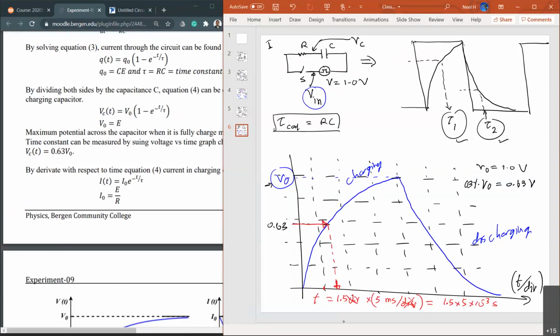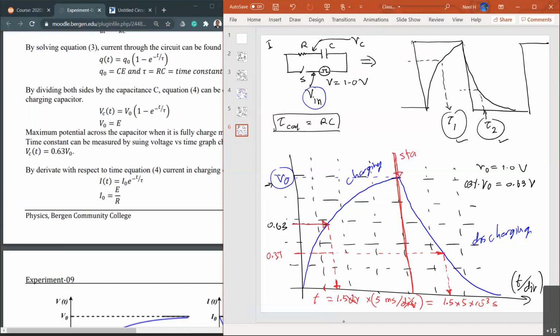Now, if I want to analyze the discharging circuit, your 0 point is here, okay? For the discharging circuit, you have to start from here, not from here. Now, again, for the discharging circuit, I want 37% of V0, or 0.37 of V0. Find that position right here on the y-axis, go horizontally until you cross the discharging curve. When it is crossed, then you go downward and find the time value here. Now, when you find the time value here, the starting point of the discharging curve is here, okay?